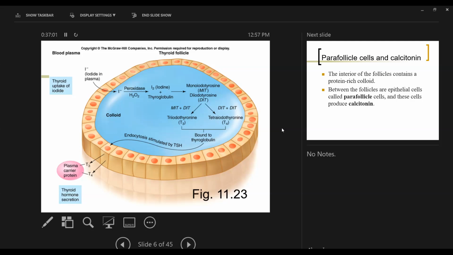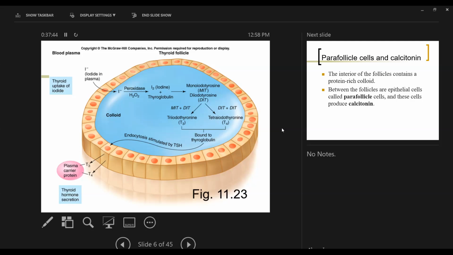The colloid is a fluid that contains a protein secreted by the follicle cells called thyroglobulin. Follicle cells make a ton of thyroglobulin, punch it into that lumen with liquid and salts and what have you, and that forms a colloid. It's called a colloid because it's very thick. Thyroglobulin is a large glycoprotein. So it gets secreted into the lumen by the follicle cells, gets stored in the colloid.